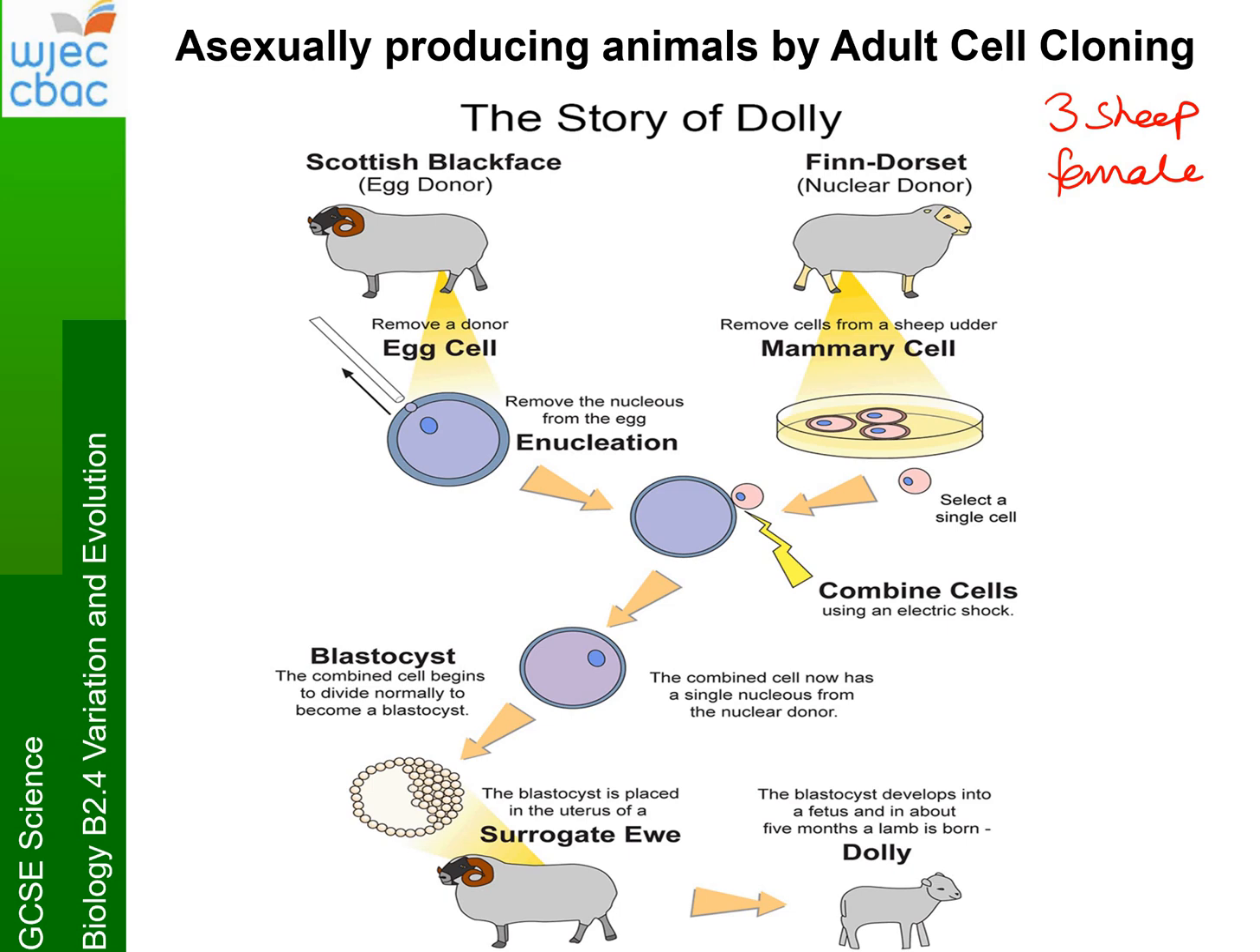So they took an adult Finn Dorset sheep, and they removed cells from their udders. The udders are the little teats down here that the baby lambs would feed off the milk from, okay?